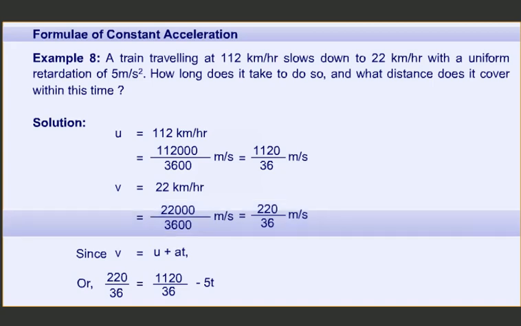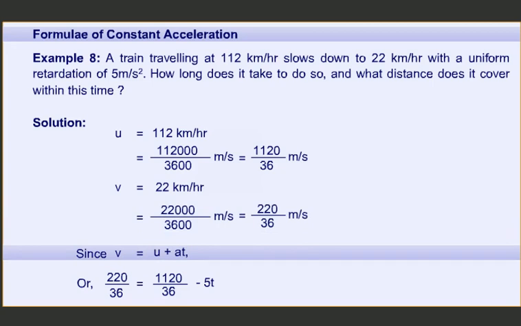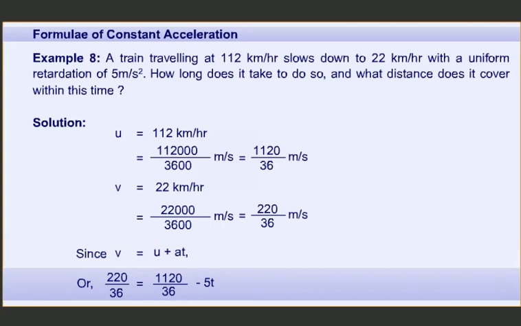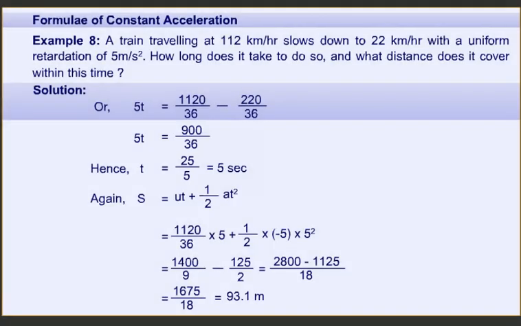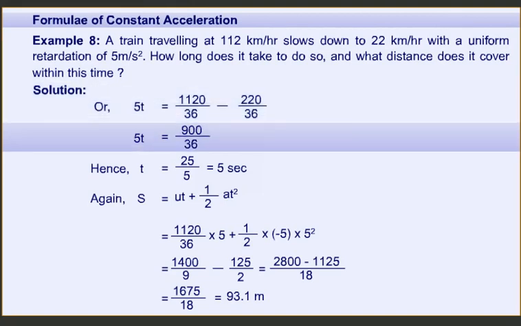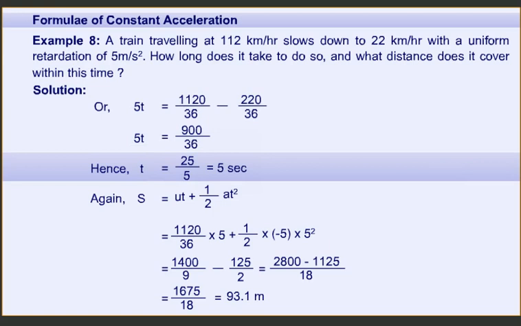Since v is equal to u plus at, substituting these values in this equation, we can calculate the value of t. So we write 220 by 36 equals 1,120 by 36 minus 5t. Or 5t is equal to 1,120 by 36 minus 220 by 36, or 5t is equal to 900 by 36. Hence, t is equal to 25 by 5, which gives us 5 seconds.